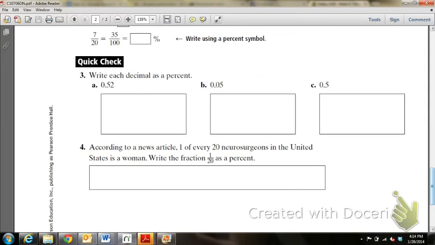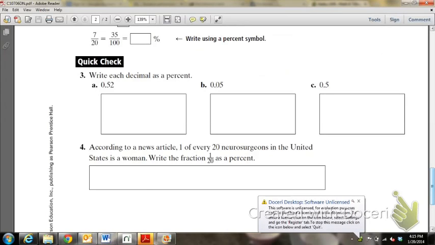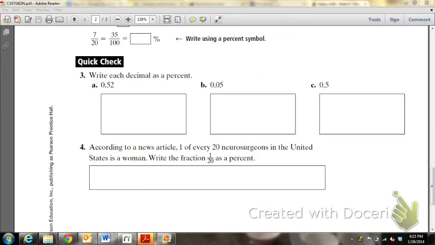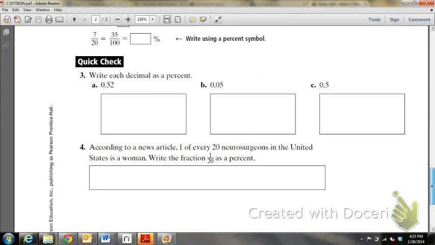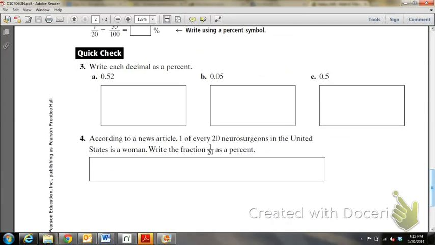For quick check 3, write each decimal as a percent. Decimal to percent, you're just going to move that decimal point 2 places to the right. Fill in zeros if need be. And then in number 4, 1 out of every 20 neurosurgeons in the U.S. is a woman. Well, that's good. Should be more. So write the fraction 1 over 20 as a percent. So you're going to model that after the last example and figure out if you can use the shortcut math to get what percent that is. Remember, your answer is just your top number. So try those quick checks and we'll check your work in class.